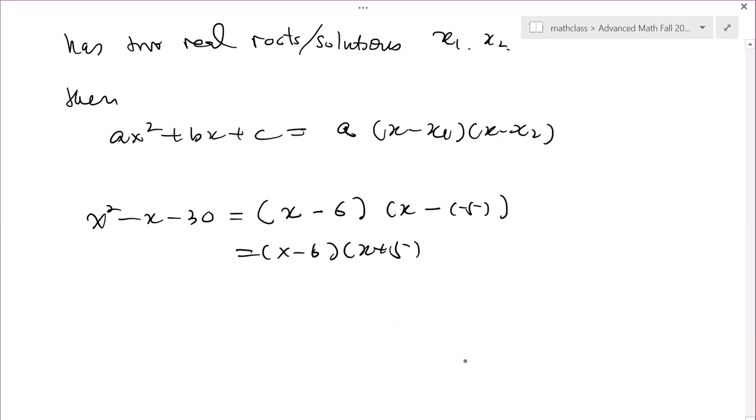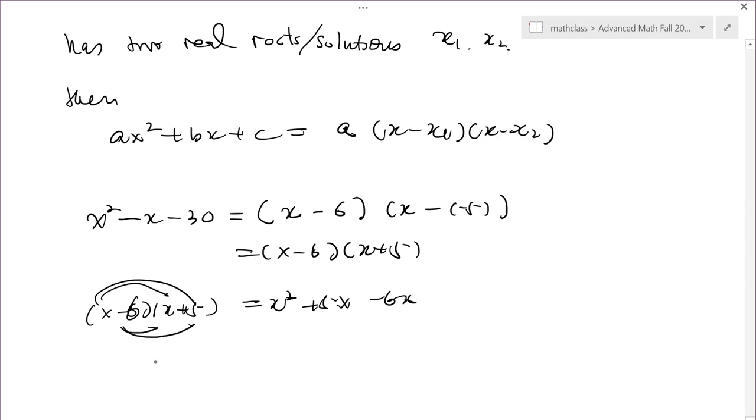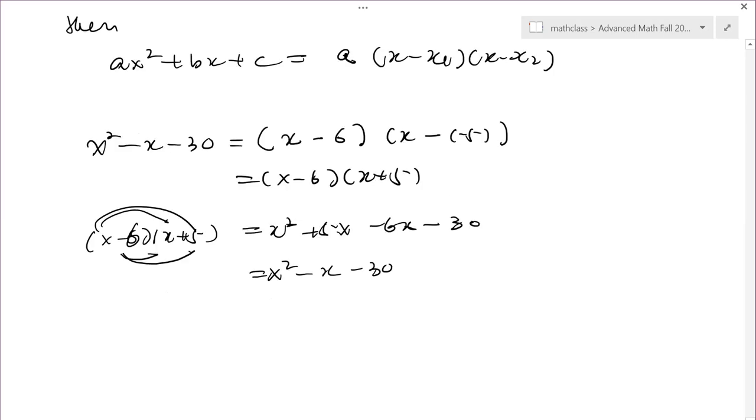Okay, and we can multiply this out. When we multiply this out directly, we can verify this identity. So x times x is x squared, x times 5 is 5x, -6 times x is -6x, -6 times 5 is -30. Okay, 5x minus 6x is going to be -x. So you get the same function back. All right.